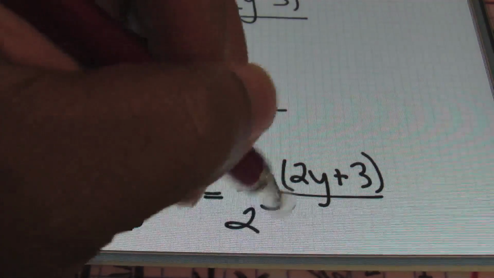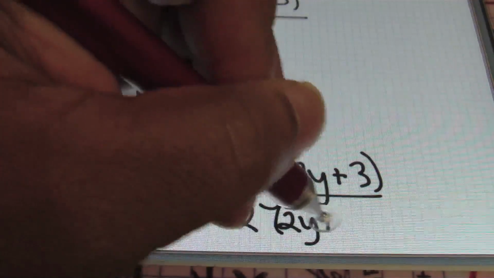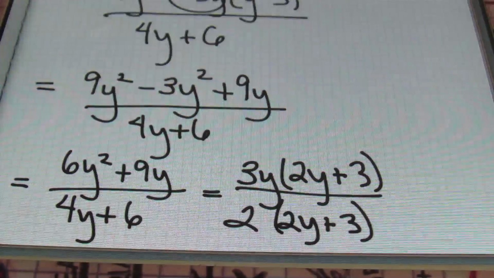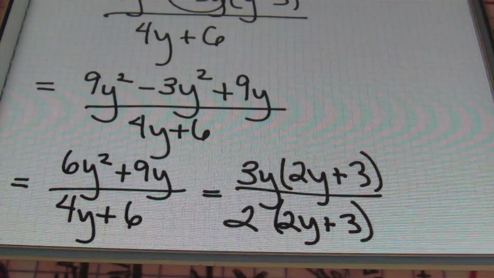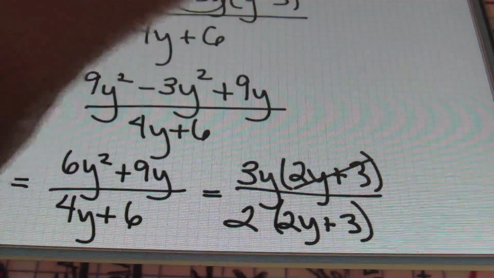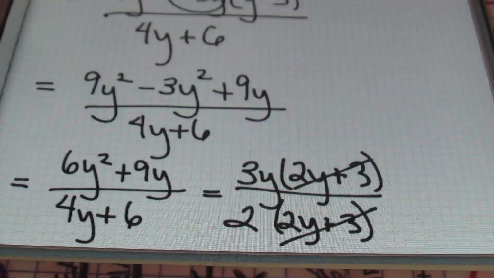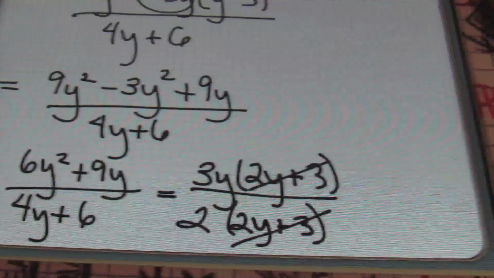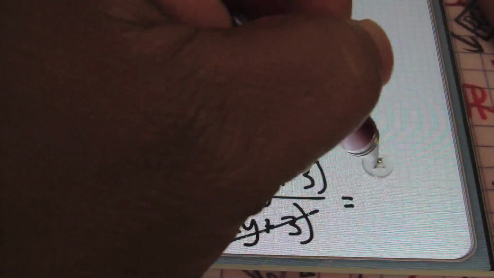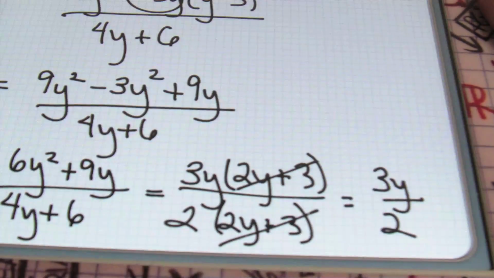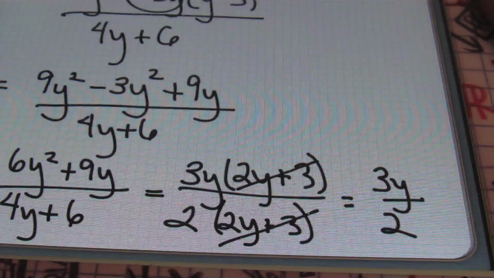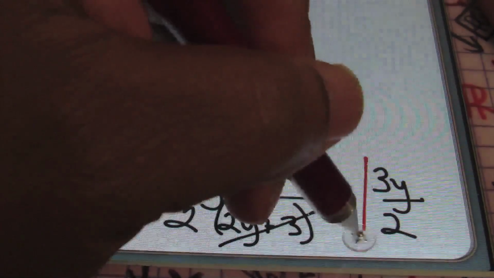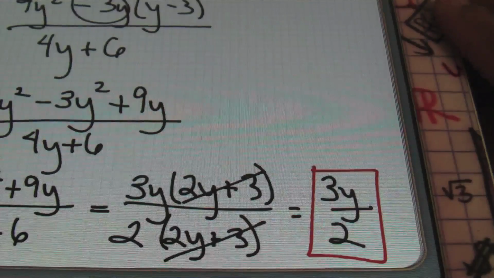So factoring out 2, I'm left with 2y plus 3 inside the parentheses as well. Notice that these factors are identical, which means that I can cancel them out. So 2y plus 3 goes into itself once, and 2y plus 3 goes into itself once to leave us with a result that is 3y all over 2. And that is our answer, ladies and gentlemen. That's it for problem number 7. 3y over 2. Let's look at the next problem.